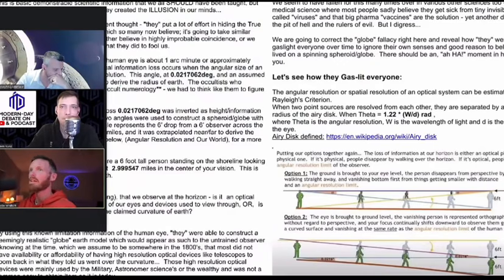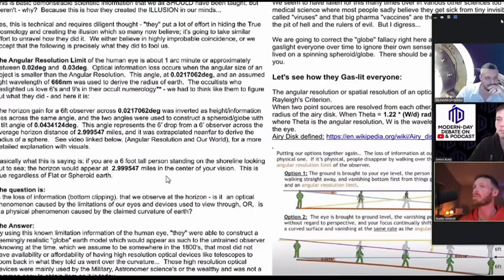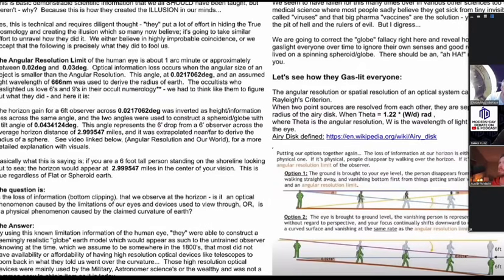All right. The angular resolution limit of the human eye is about 1 arc minute, or approximately between 0.02 and 0.03 degrees. Optical information loss occurs when the angular size of an object is smaller than the angular resolution. Using this angle, 0.0217062 degrees, and an assumed light wavelength of 666 nanometers, you can derive the radius of the Earth.